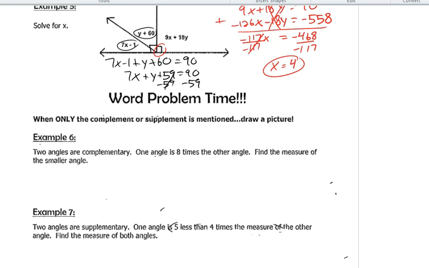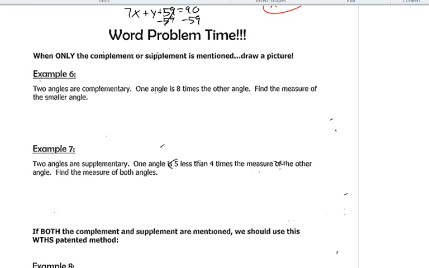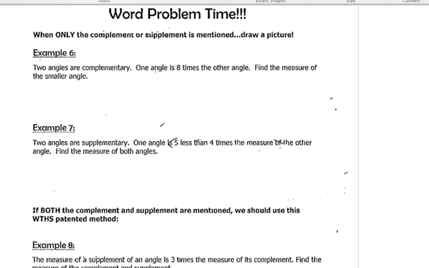Okay, let's look at some word problems. I know people freak out when they see word problems. Follow these steps and you'll be just fine. So, when only the complement or supplement is mentioned, so one or the other, not both, just draw a picture. Simple as that. Draw yourself a diagram. Two angles are complementary. That should tell you right away they add up to 90. One angle is 8 times the other angle.